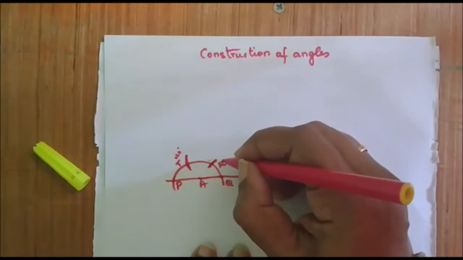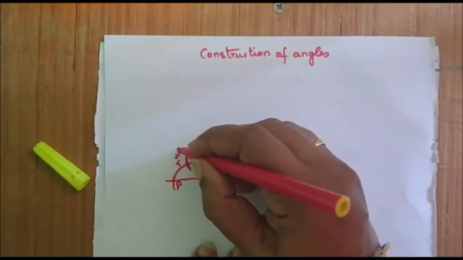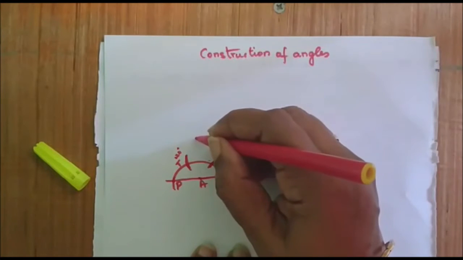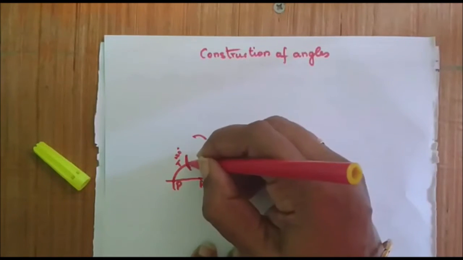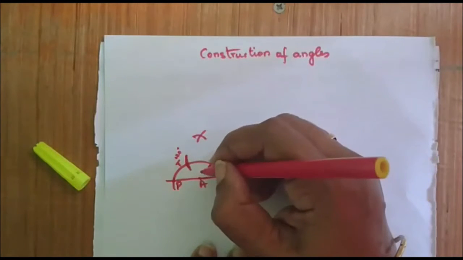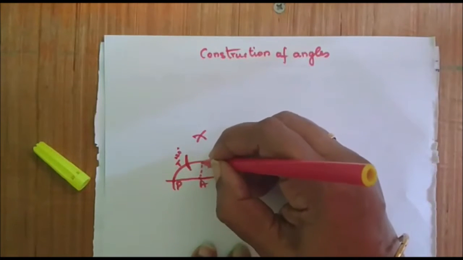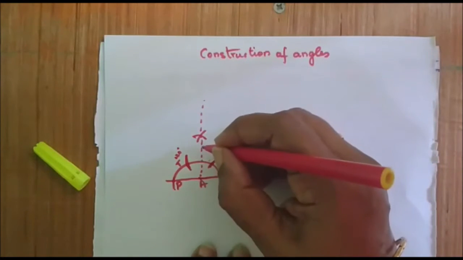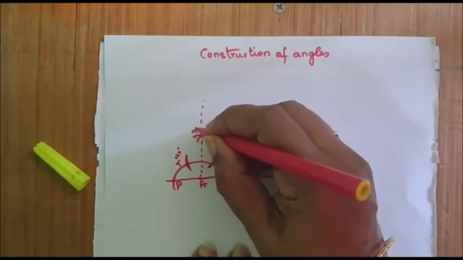I hope you get it. This is 60 degrees and this is 120 degrees. Then I keep my compass at R and make an arc over here. I keep my compass at T and make an arc over here, all of them with the same length. So this is the perpendicular bisector, which is 90 degrees.